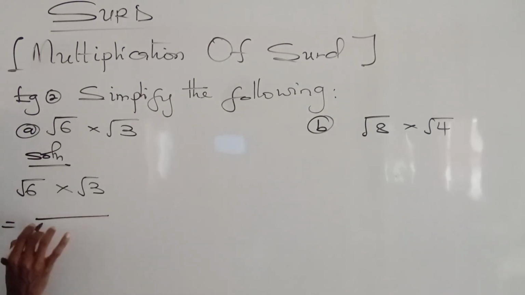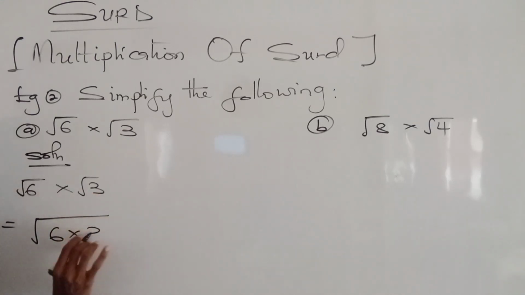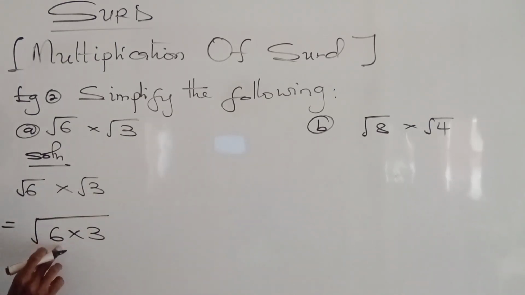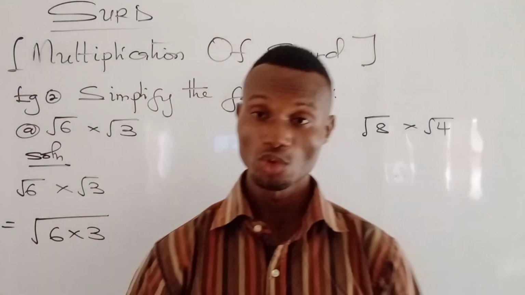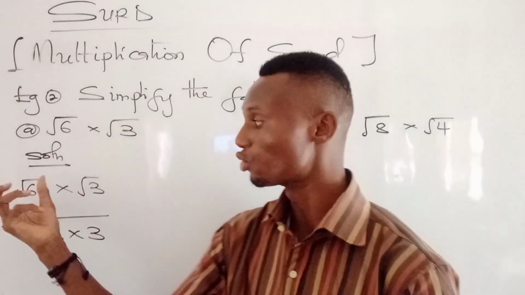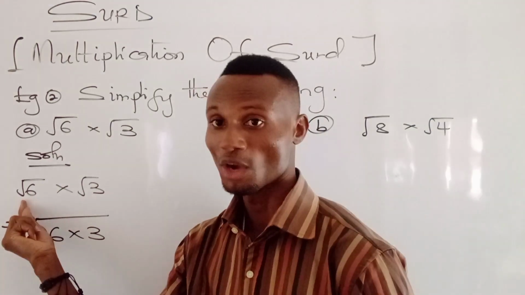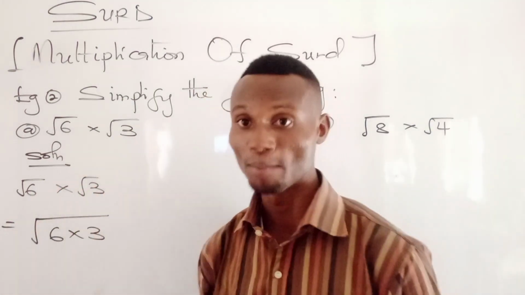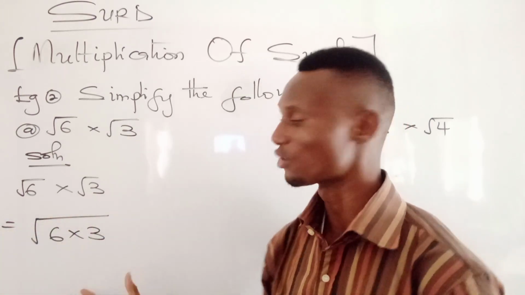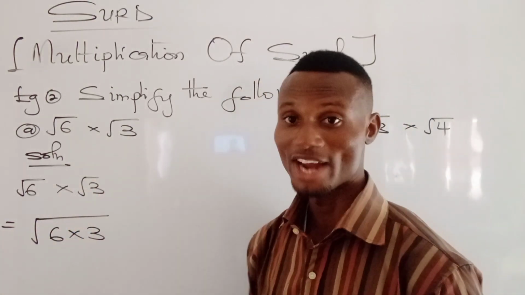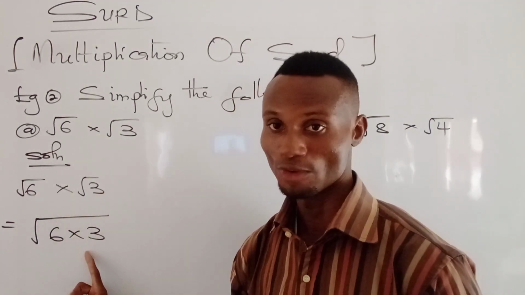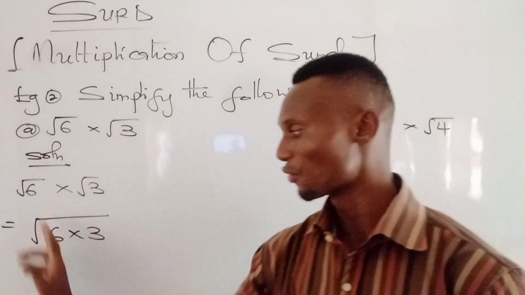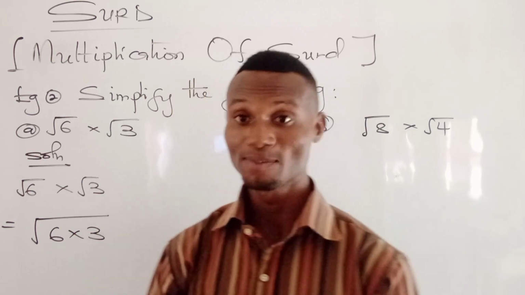So it's going to be square root of, then you bring your 6, which is here, you bring your times, which is here, and the 3 also comes. So it's going to be square root of 6 times 3. The values will come under one square root sign. That is how you handle multiplication of two SURD, when this one has a square root sign and this also has a square root sign and they are multiplying. So write your square root, then the 6 comes here times the 3, you repeat the 3 which is here, so it becomes square root of 6 times 3. I hope the explanation is clear enough.